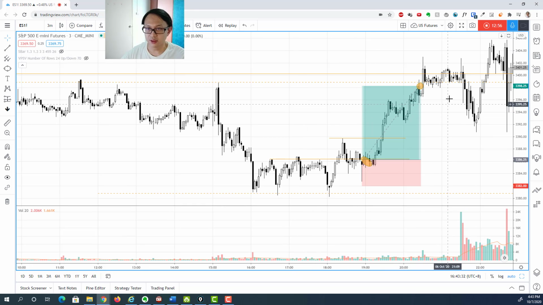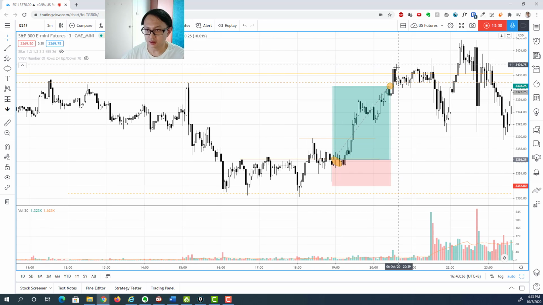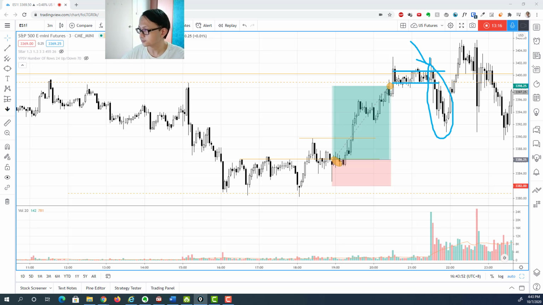So you can see that's the resistance level at about 3400 level. We just touch it a few times and show the inability to move up, forming a range. And in the US session, we just started a bit of the reaction here.